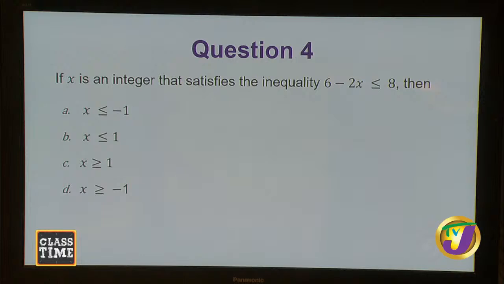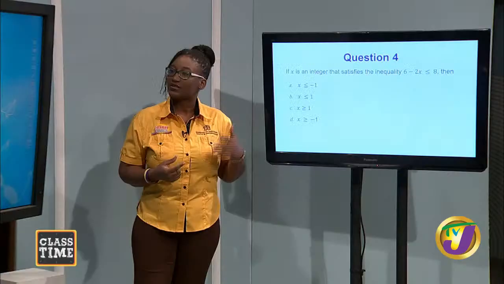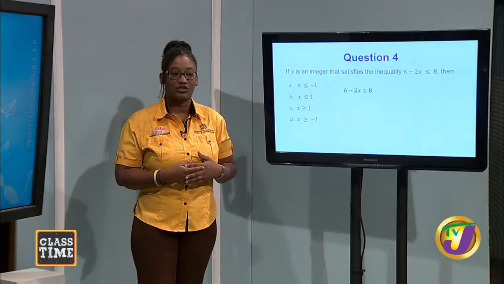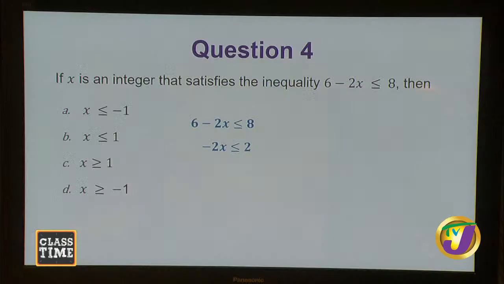If x is an integer that satisfies the inequality 6 subtract 2x is less than or equal to 8, we're being asked to find which of these options is correct as it relates to the value of x. It looks like an inequality that we can simplify a bit. So we could subtract 6 from both sides, and we're left with negative 2x is less than or equal to positive 2. Now we need to divide both sides by negative 2. What will that give us?